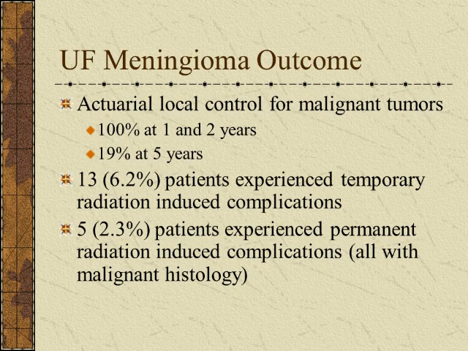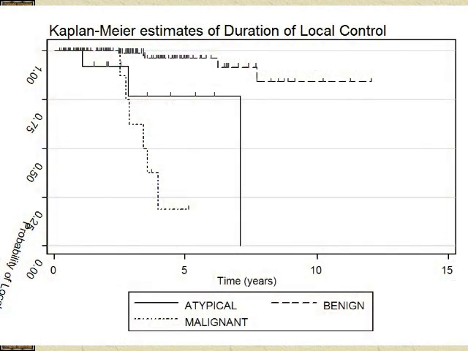All of the patients who experienced a permanent radiation-induced complication in this series had malignant tumors. So remember, they had not only had radiosurgery, they had conventional radiation therapy and surgery and then radiosurgery. And so they were certainly at higher risk for complications. We haven't had any substantial complications in the benign. So these are the Kaplan-Meier control rates: benign tumor, atypical tumors, malignant tumors.